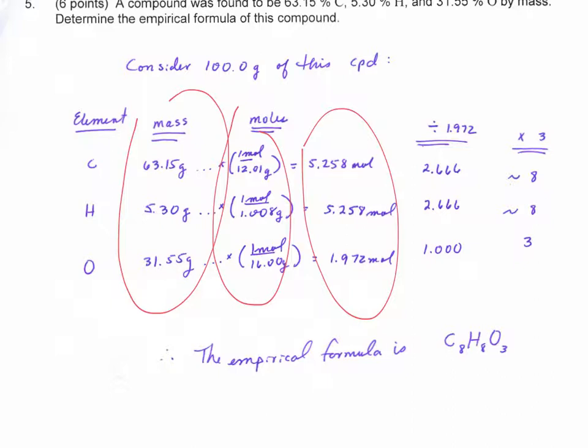And then to try to get these in whole numbers, we can divide by the smallest number, which in this case is 1.972 moles. And notice that we end up with a kind of a threes-ish, 1/3-ish. So if we go ahead and take all those times 3, we end up with 8, 8, and 3 as relative moles of carbon, hydrogen, and oxygen. So that is the empirical formula.